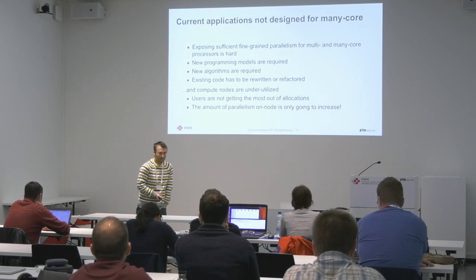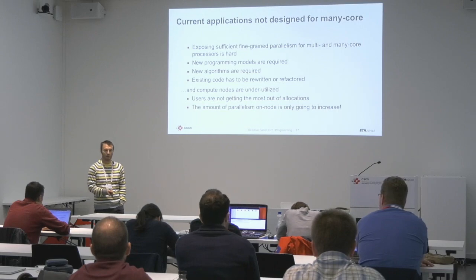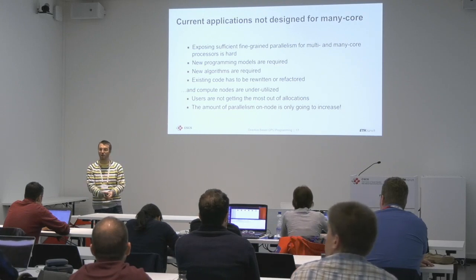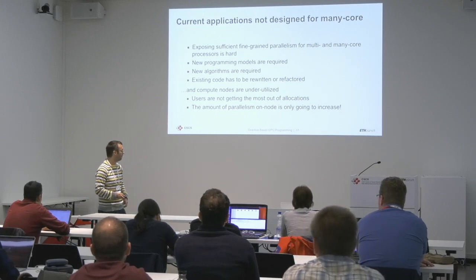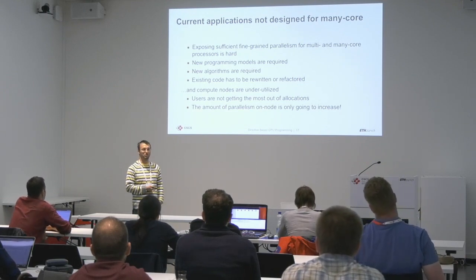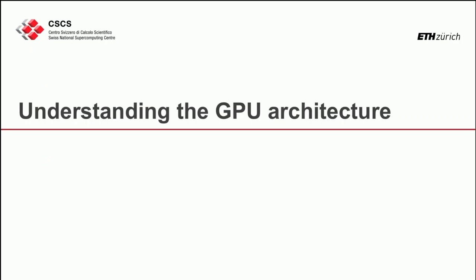As a result, currently the compute nodes are usually underutilized because you're not getting the full power of what the GPU is giving you, or even what the multicore is giving you. And there's nothing else we can do about it because that's the trend. We saw it before: parallelism will increase. So we have to do something about that. Any questions so far?